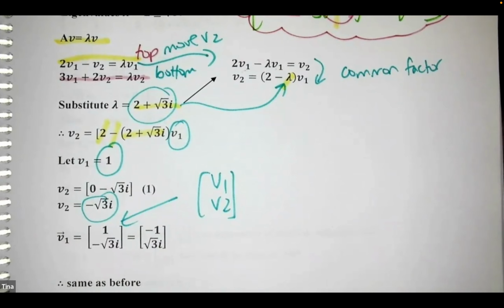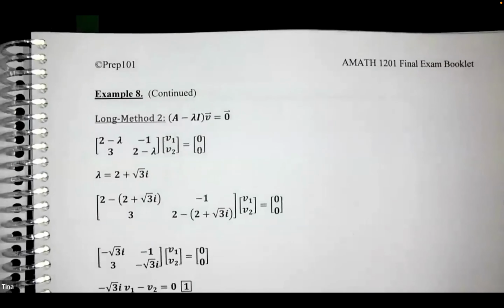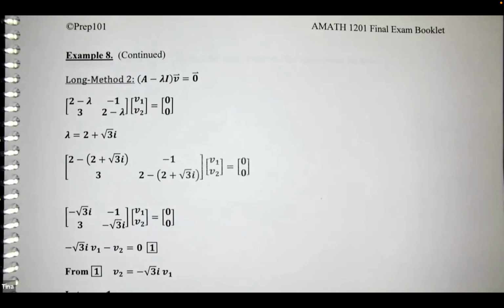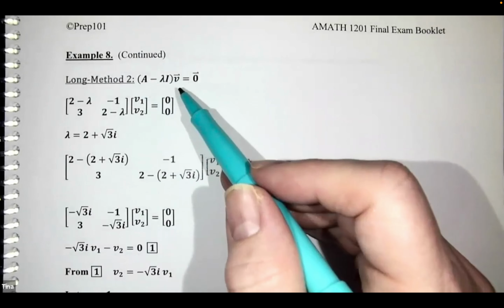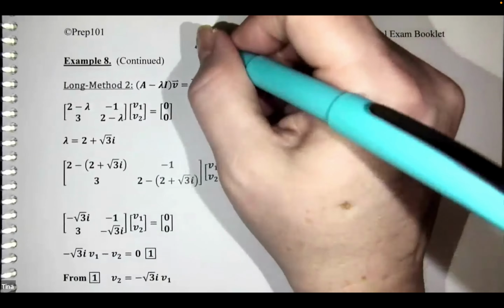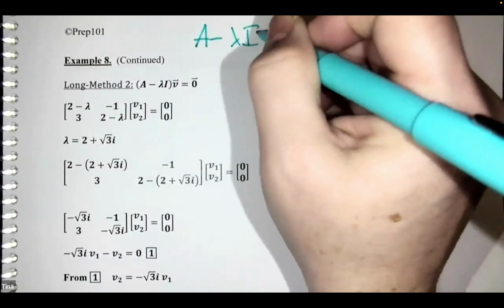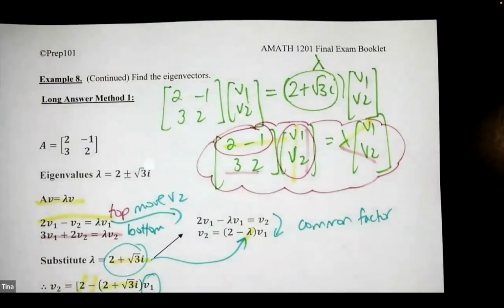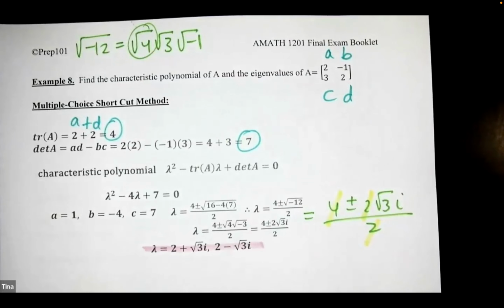So it's up to you which method you want to use. Either way, yes, it's a pain to do it the long way when you have an i, because it's just a lot of work, right? Okay, so the other long method that you can use, I left some space here. If you don't like that one, your other choice is just to put A minus lambda I times V equals 0 like we did before. And remember, A minus lambda I, what was our matrix? Let's see.